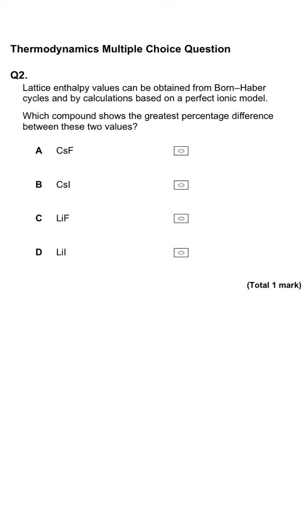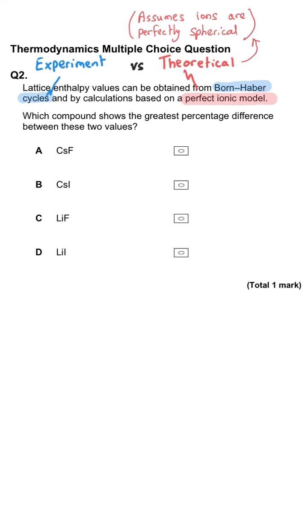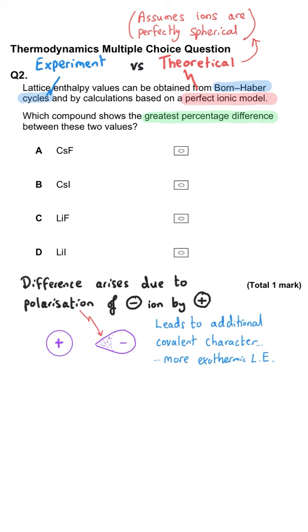Lattice enthalpy values can be obtained from Born-Haber cycles, so that's experimental data, and by calculations on a perfect ionic model, and so that's the theoretical value. Which compound shows the greatest percentage difference between these two values? The difference between these two values arises due to polarization of the negative ion by the positive ion.